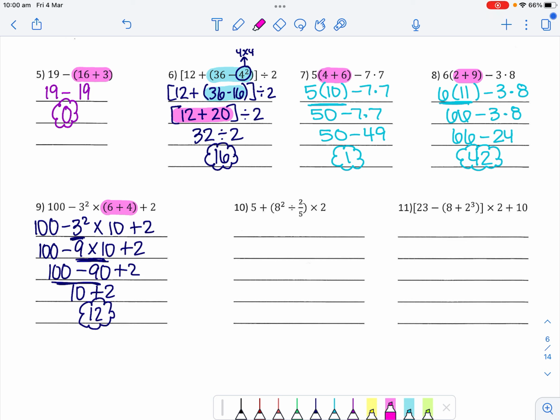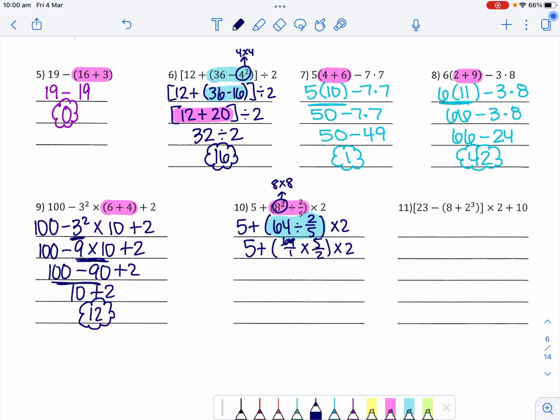In number 10, I've got some grouping symbols, and then within those grouping symbols, I have an exponent. So I'm going to do that first, 8 times 8. So 5 plus 64 divided by 2 over 5 times 2. And then inside my parentheses, I've got this fraction division, so I'm going to use a line for that. So 5 plus 64 times 5 over 2, and I'm actually going to erase and change that really quick. I'm going to change this to a 64 over 1 times 2.